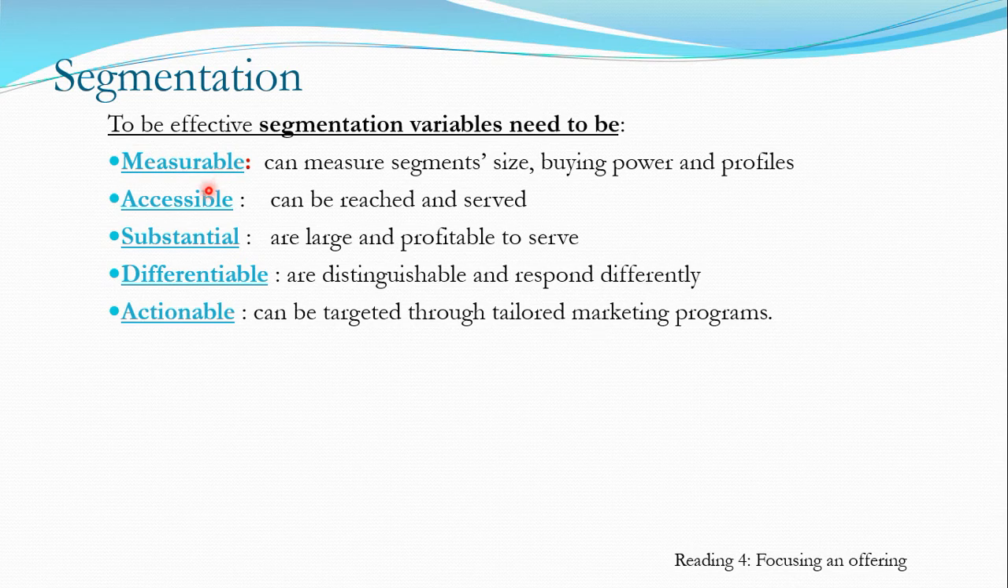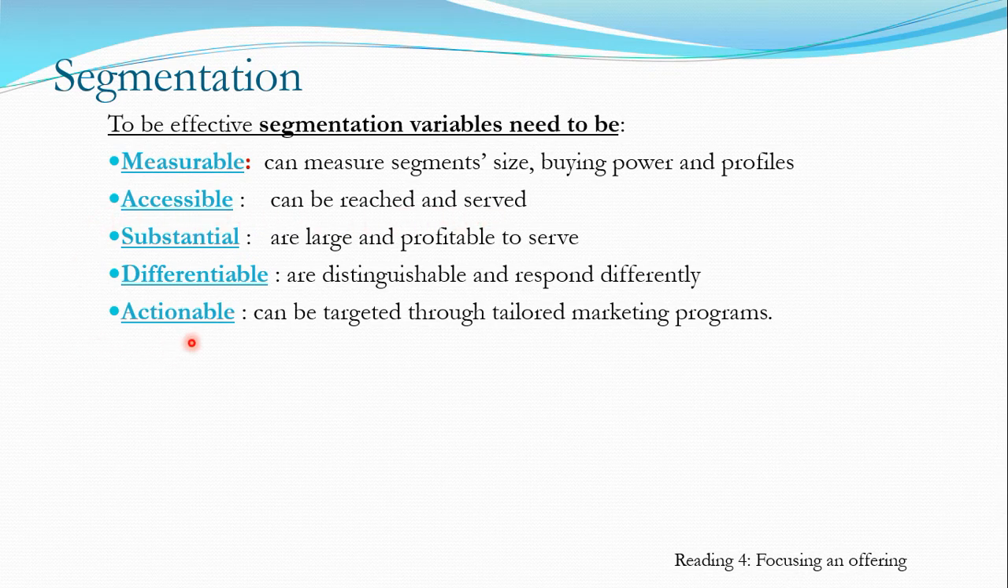The second measure is to be accessible. Accessible means that you can actually access this market to make a segmentation for it. It's not logical if you don't have access to the market and cannot provide anything to it, and you make segmentation. Why do you do segmentation? You cannot reach this market and you cannot serve it.